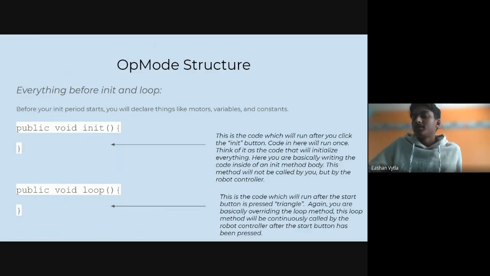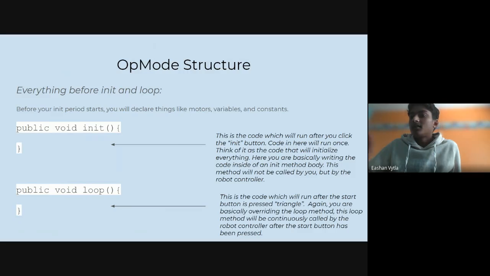In the op mode structure, there are two main functions that you have to create, or else it will cause errors. These two functions are init and loop. First, going over the init function. The init function runs only once, and it runs when you click the init button. You can put any initialization code in it to initialize variables or even hardware. So you can initialize servos to certain positions, and it will only run once. Make sure you don't put a loop in there, because there's another function for that. But these are the two main ones that you have to make, or else it won't work.